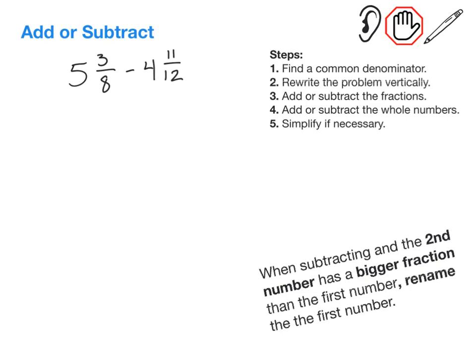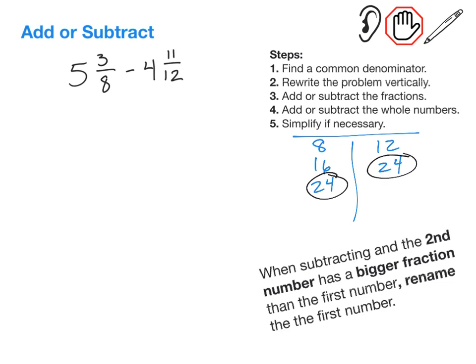First, I see that 5 3/8 minus 4 and 11/12 do not have a common denominator, so I'm going to take care of that. Writing my t-chart, I can list the multiples of 8 and 12. 8, 16, 24. 12, 24. I see that they share a common multiple of 24, so my least common denominator is also 24. To make 8 equal 24, I have to multiply it by 3. And whatever I do to the denominator, I have to do the same thing to my numerator. So I'm going to multiply the numerator by 3 as well.